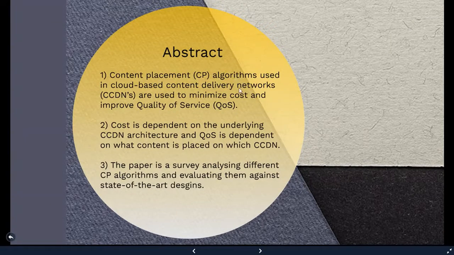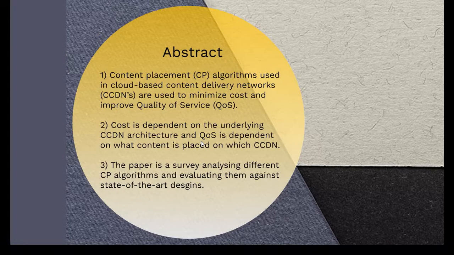So, the content placement algorithms are widely used in cloud-based CDNs and they're used to minimize cost and improve the quality of service. So, we can minimize the cost by efficiently designing the underlying CCDN architecture, and the quality of service is dependent on what content is placed on which cloud-based CDN and how close it is to the user and so on. So this paper is a survey and it analyzes different content placement algorithms and evaluates them against some state of the art well known algorithms.